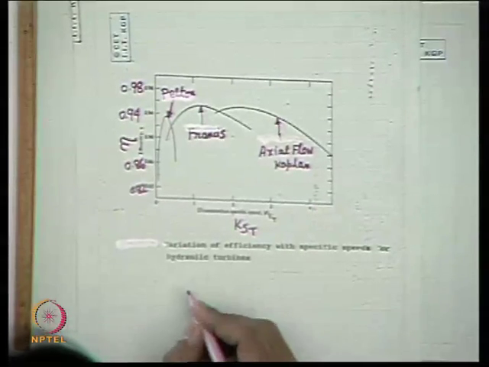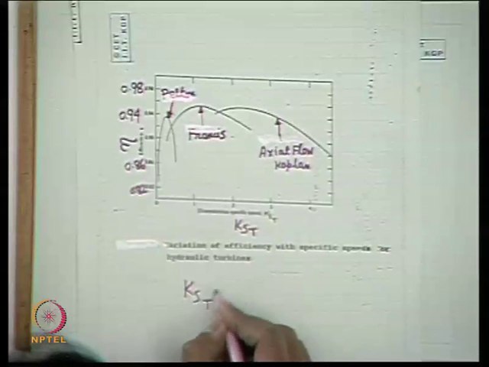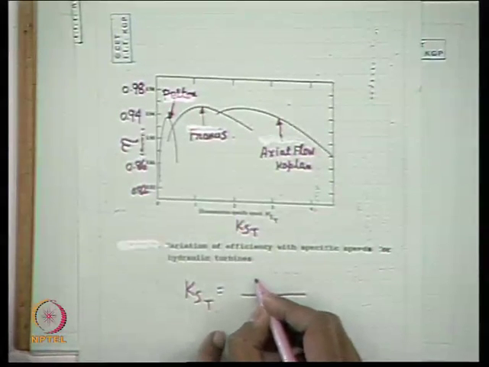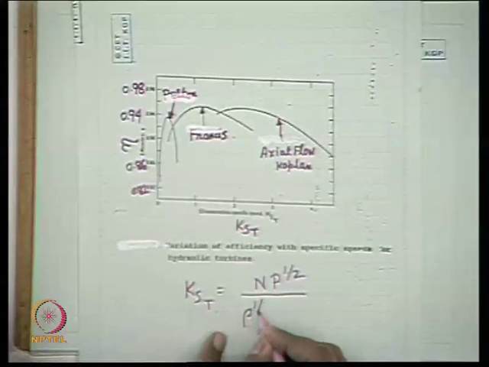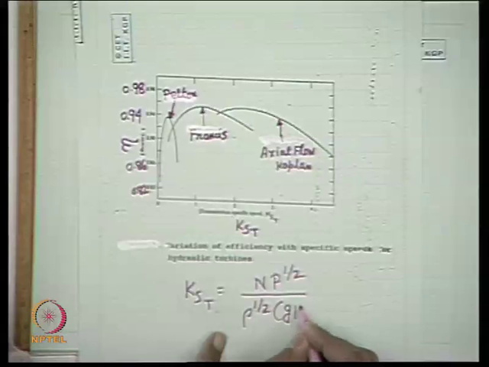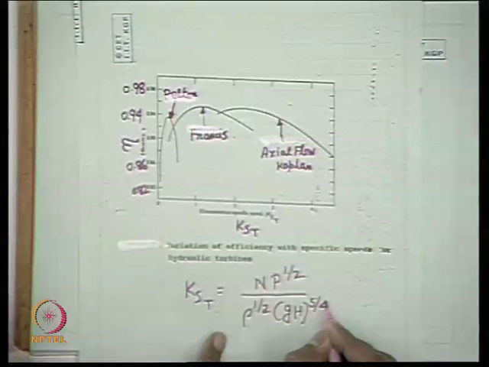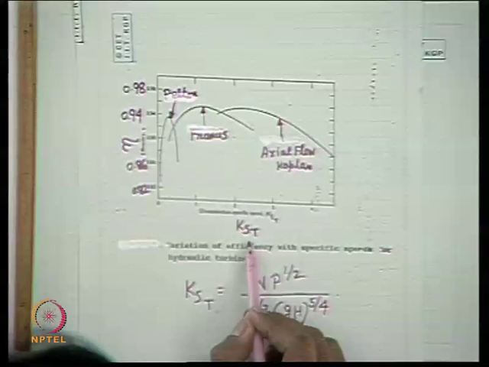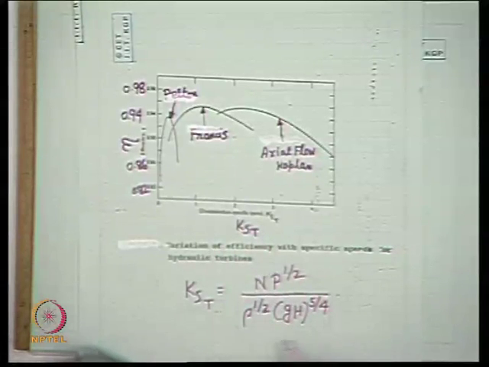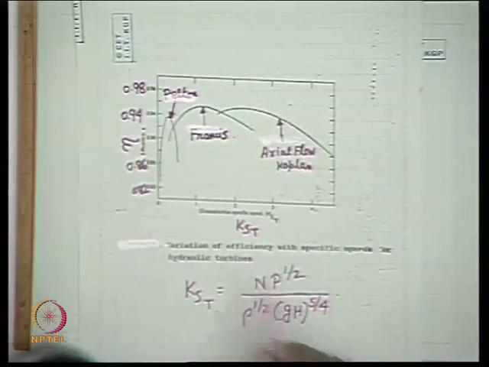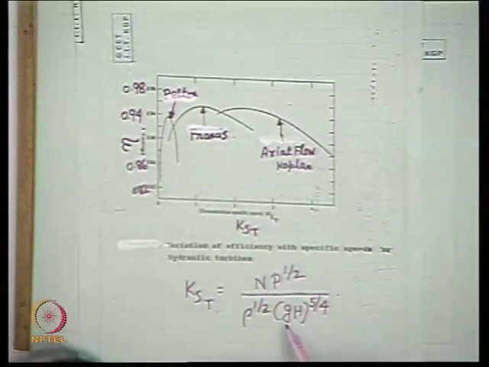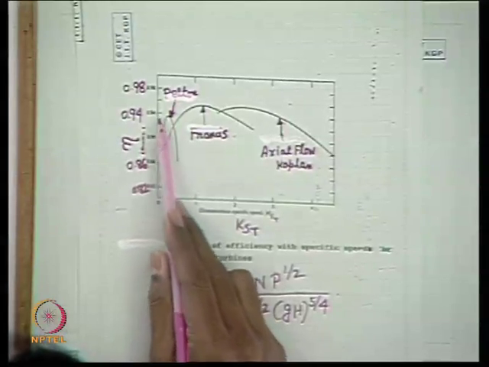Now we have to recall that the dimensionless specific speed for a turbine is N P to the power half divided by rho to the power half. Rho is there and g is there in the dimensionless specific speed, (gH) to the power 5 by 4. We have seen this specific speed earlier, that it is a dimensionless parameter and it indicates the similarity conditions. That means we can say that it is a similarity parameter also. And a machine of a particular homologous series has a different characteristic curve as far as its variation of specific speed with the efficiency. So this corresponds to Pelton.